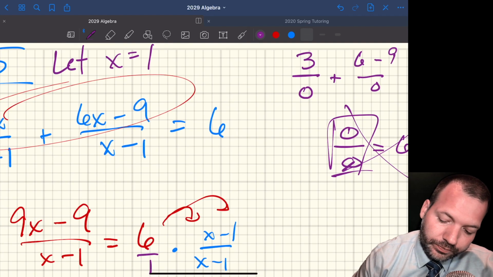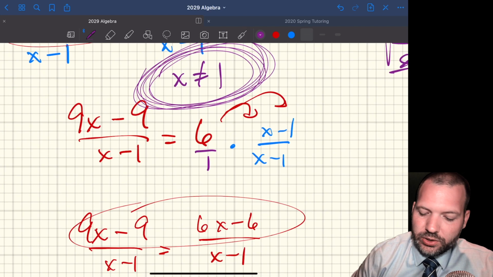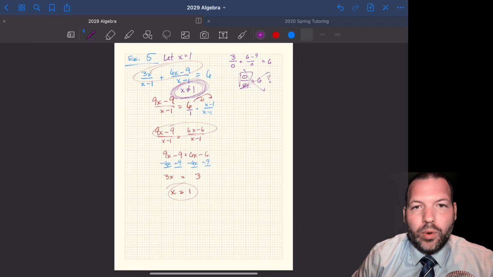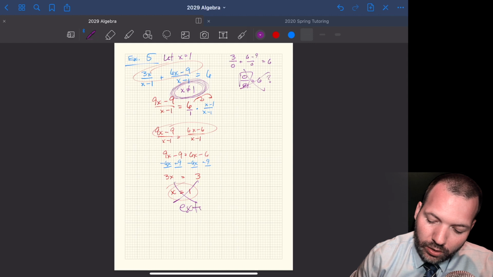What went wrong? We had an excluded value that we forgot to do. X cannot be 1 in this equation because it would cause a denominator to be equal to 0. This is what we call an extraneous solution.